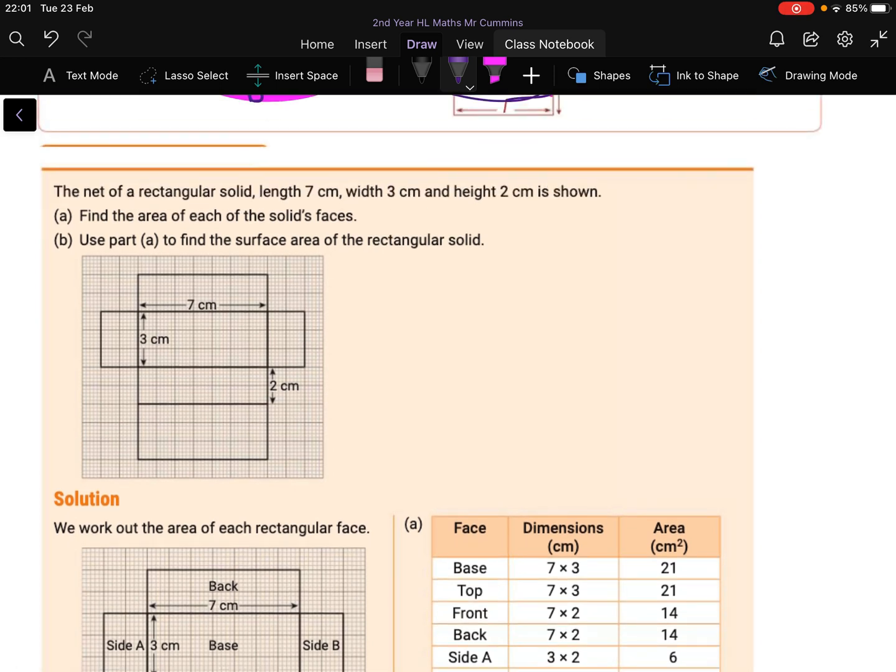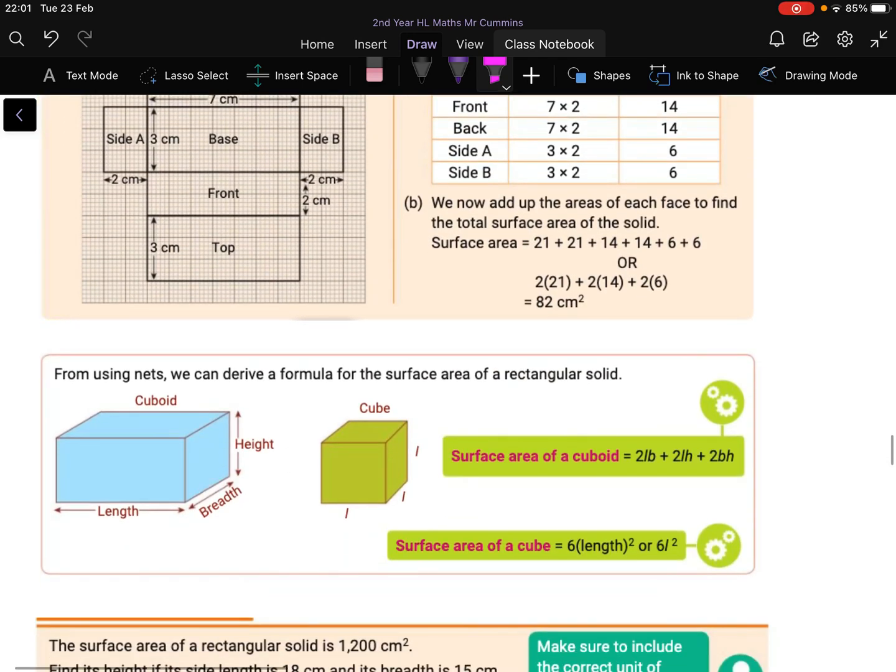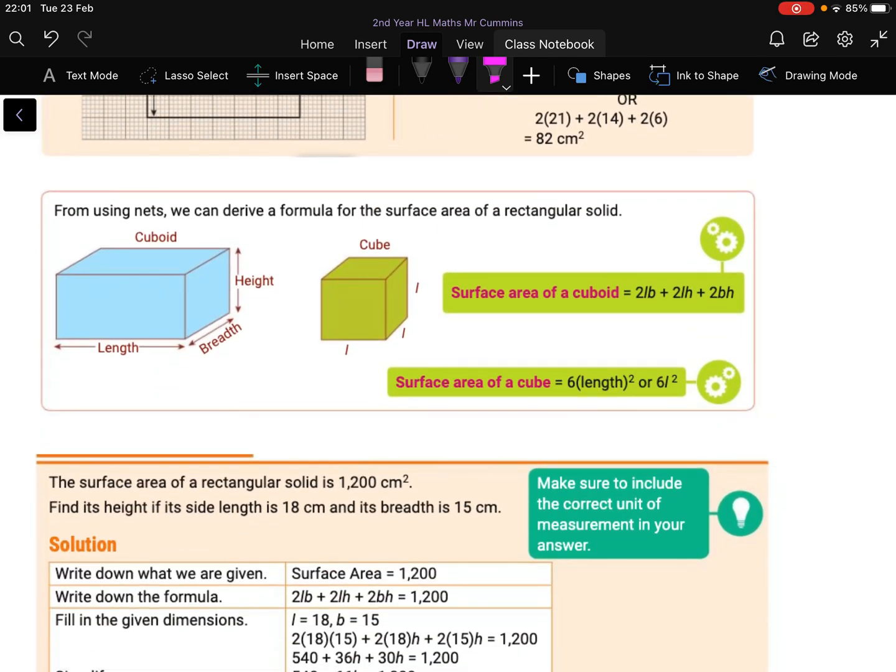Now here's an example of one done out. So it's done out slowly. I'm not going to go through it. Find the area of each of the solid faces. So find the area of each of them. Add them up to find the surface area. And you can bring this into a formula. So you could do 2 times length by breadth, 2 times length by height, and 2 times breadth by height.